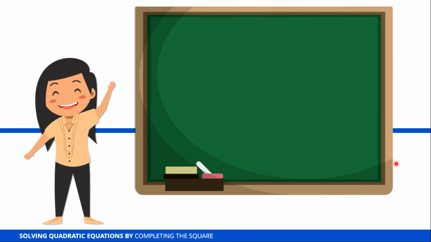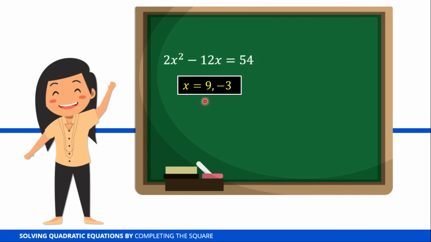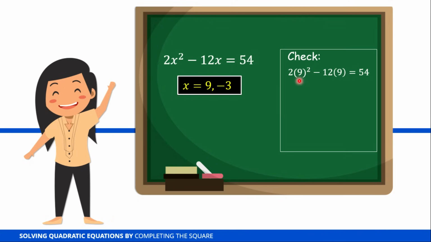Now, let's check kung tama yung ating mga nakuhang roots or solution. Unahin natin ang 9, ipalit natin sa ating original equation. So, magkakaroon tayo dito ng 2 times the square of 9 minus 12 times 9 is equal to 54. Simplify lang natin yan, magkakaroon tayo ng 162 minus 108 is equal to 54. 162 minus 108, that is 54, which is equal to 54.